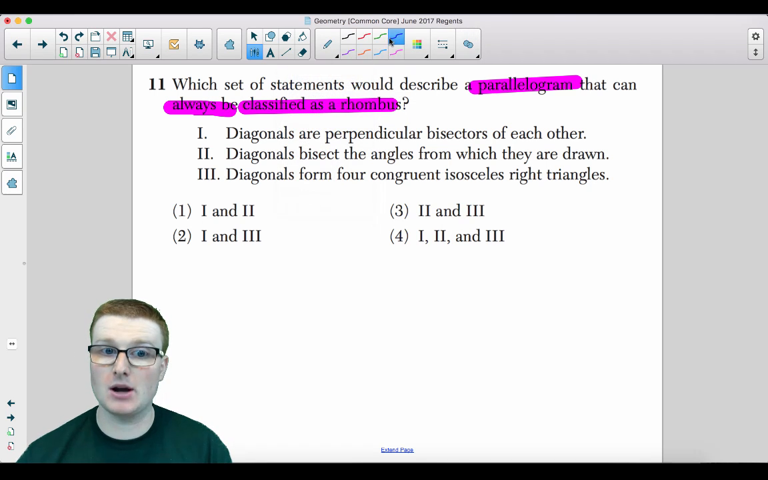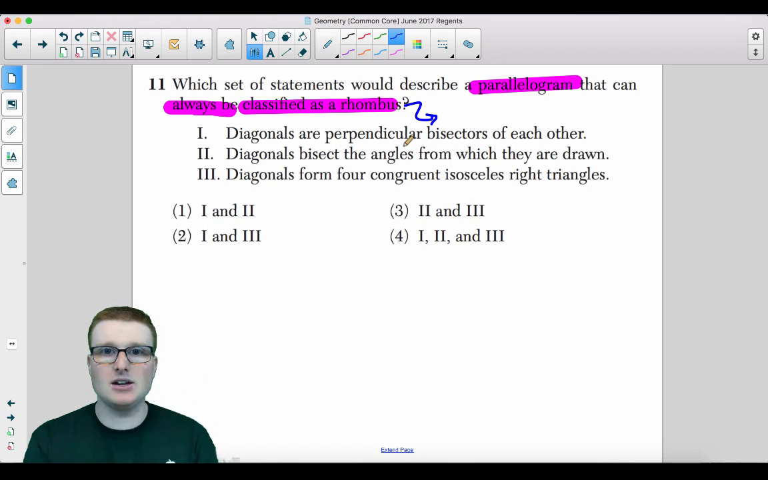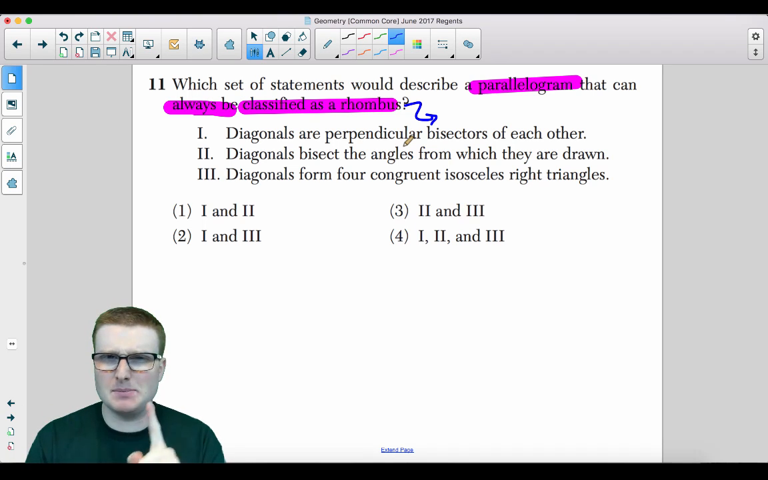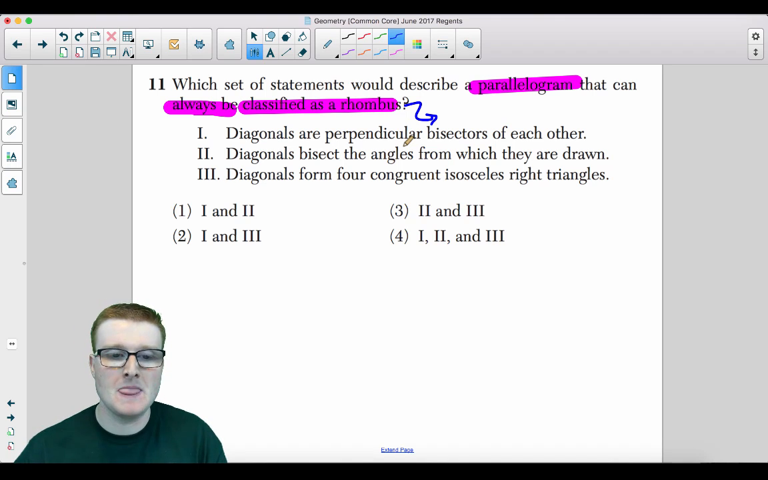Okay, let's talk about a rhombus first. A rhombus, by definition, has all these properties. I'm not going to write them all down. I'm just going to say it to you. Their diagonals are perpendicular. All four sides are congruent. Those are the special properties of a rhombus, okay? The other properties that you're thinking of, like opposite sides are parallel, opposite sides are congruent, diagonals bisect, those are all parallelogram properties. We're looking for the one that specifically proves the rhombus.